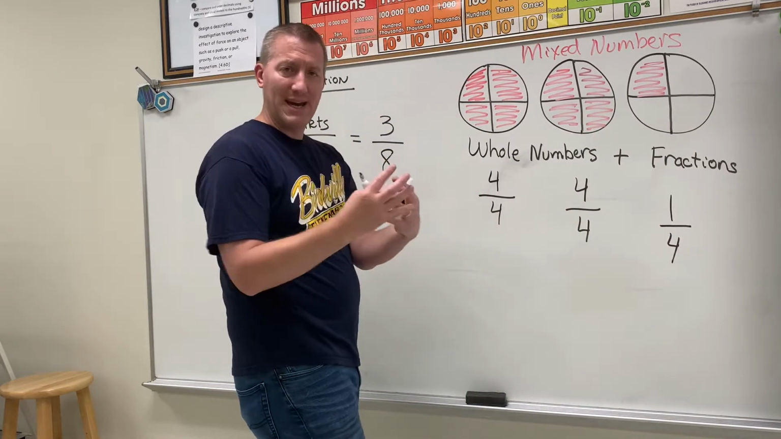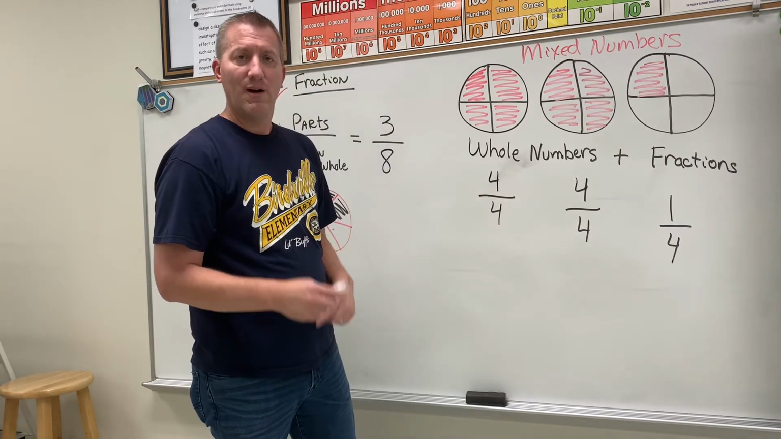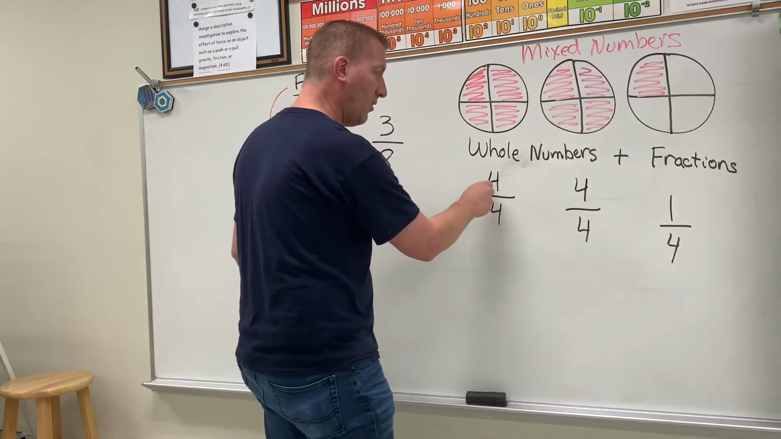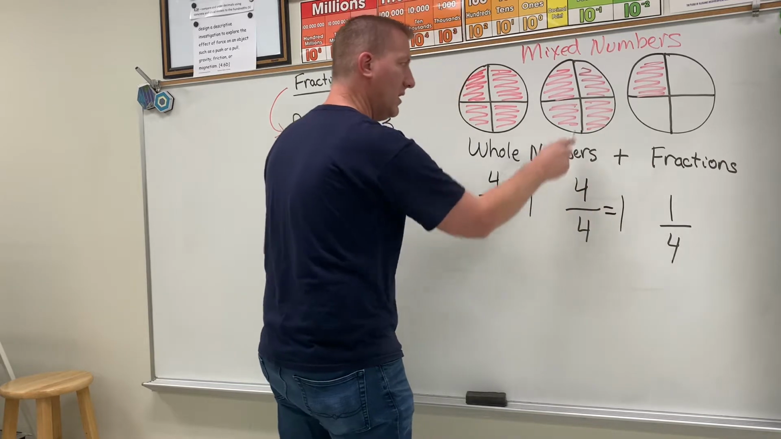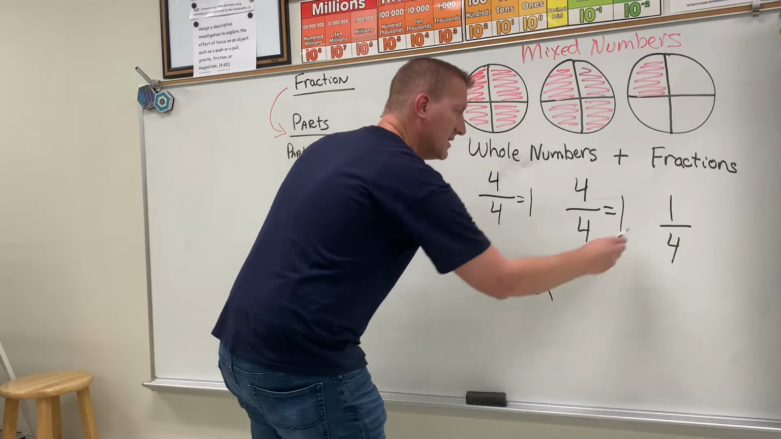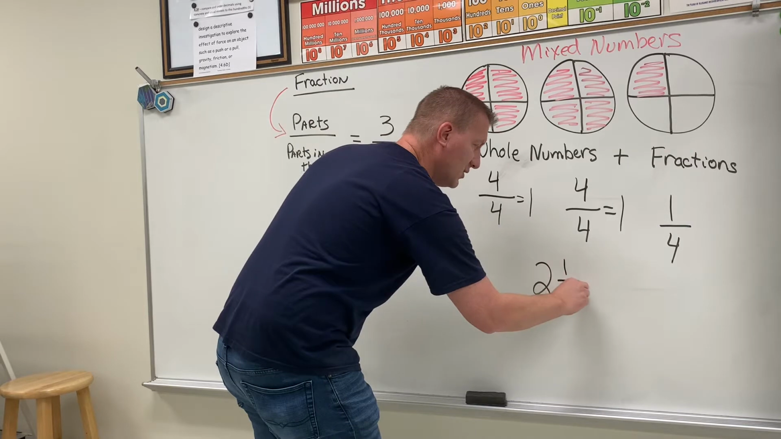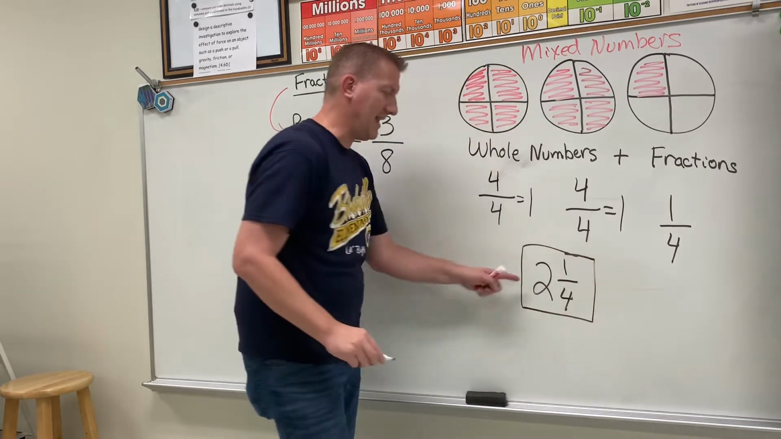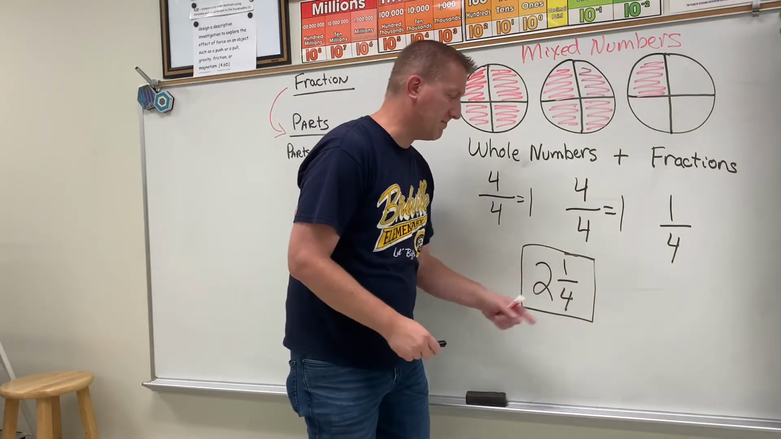Well, if I put all these together, what you have is a mixed number. So I have 1 whole, that equals 1 whole, that equals 1 whole. So I have 2 wholes, and I still have 1/4 of a pie. So I have 2 and 1/4. Okay, that's called a mixed number.